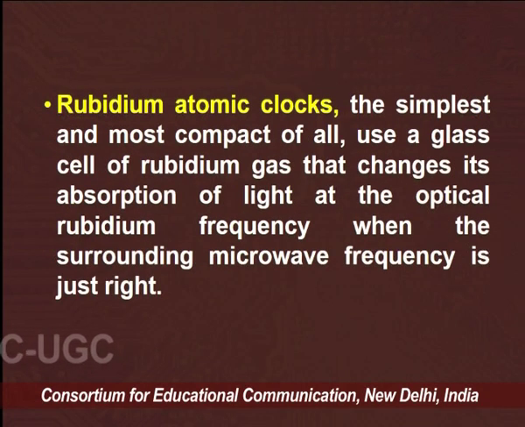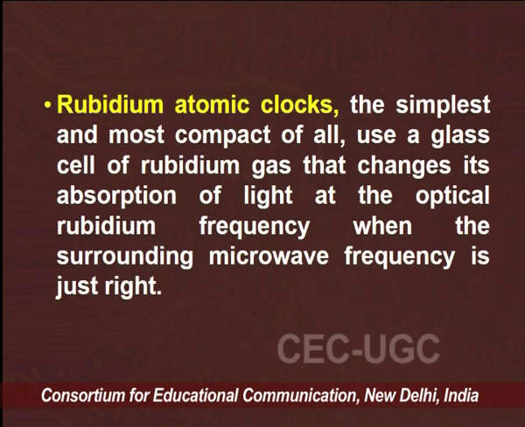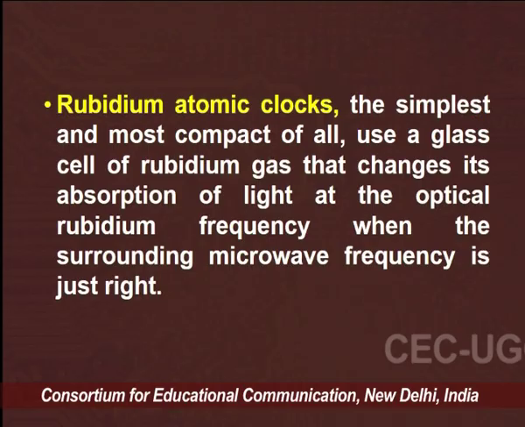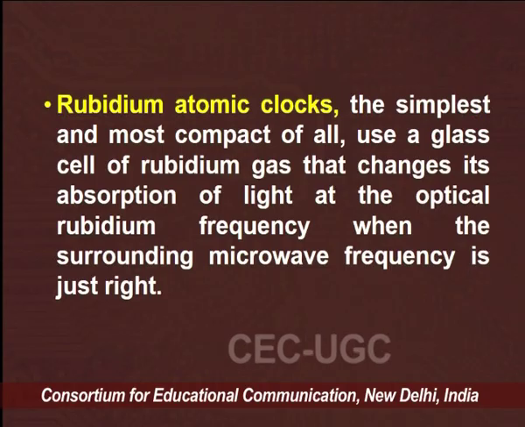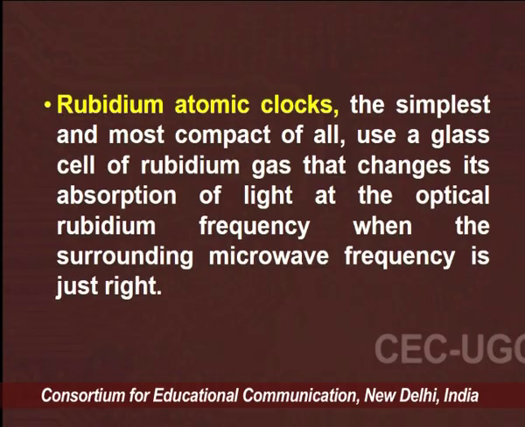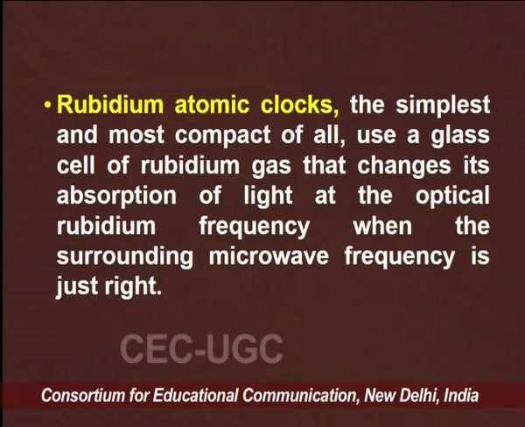Third is the rubidium atomic clock. This is the simplest and most compact of all. It uses a glass cell of rubidium gas that changes its absorption of light at the optical rubidium frequency when the surrounding microwave frequency is just right.